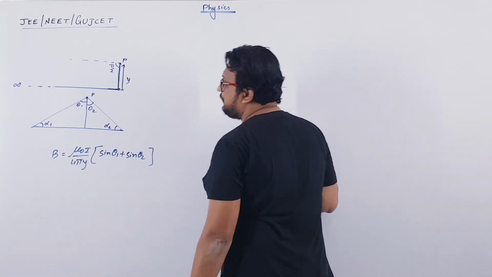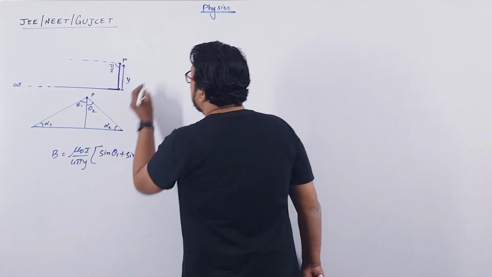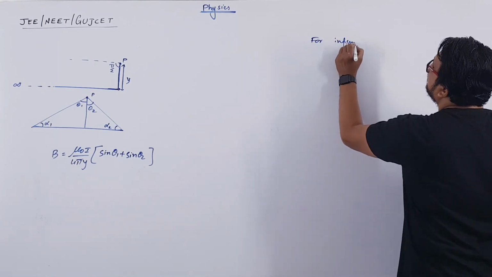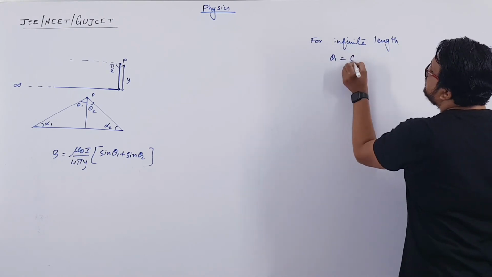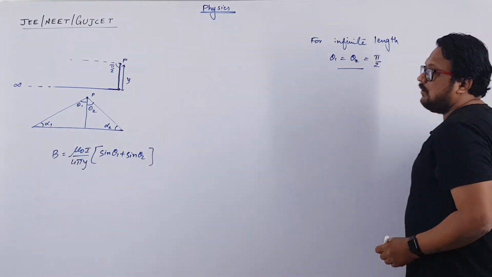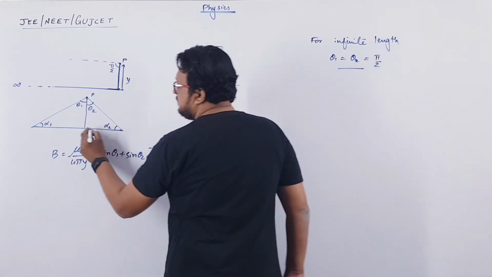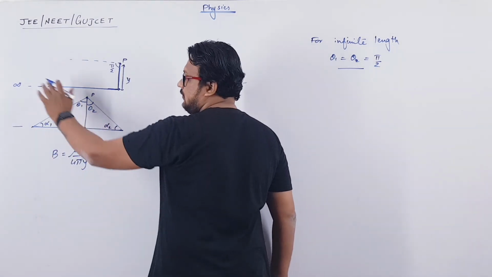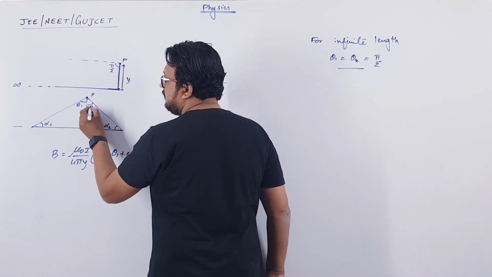That is also correct. Now if you make wire of infinite length, then for infinite length, theta 1 is equal to theta 2 and that is equal to 90 degree. We have taken pi by 2, right? But suppose this is the point which is known to us and this is infinite. Then theta 1 will be pi by 2 and theta 2, this angle is not there. So theta 2 will be 0 in that case, right?